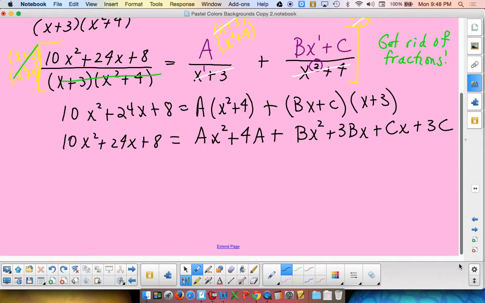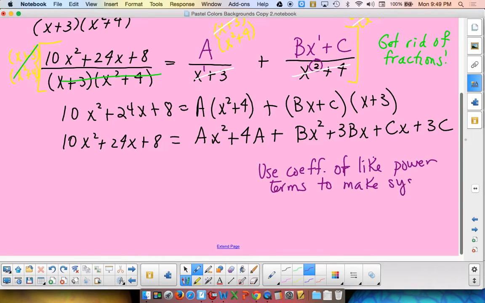How do I get to a system of equations that I can solve? So we're going to use the coefficients of like terms. I need to write that in a different color, though. Let's be of like power. So here we go.